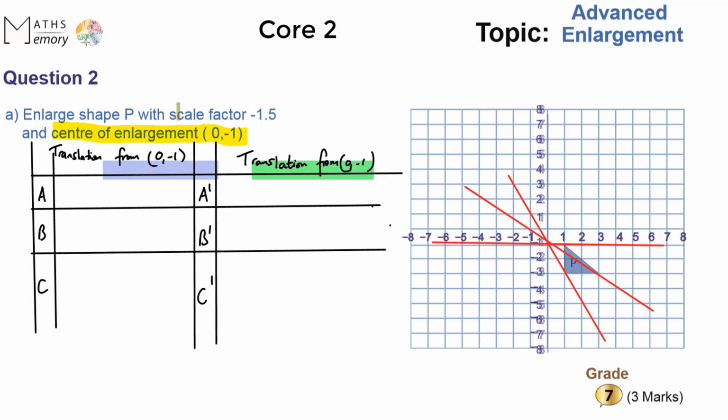So our two key buzzwords: scale factor -1.5, this 0.5 is propped up, and center of enlargement not 0, 0, which are making it slightly more difficult and more challenging in this case. But not to worry, let's see what we can do.